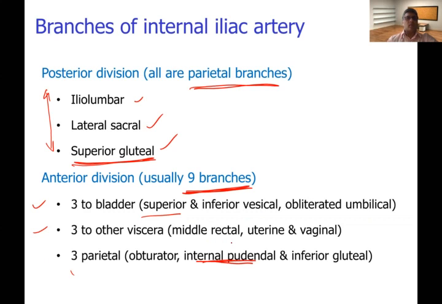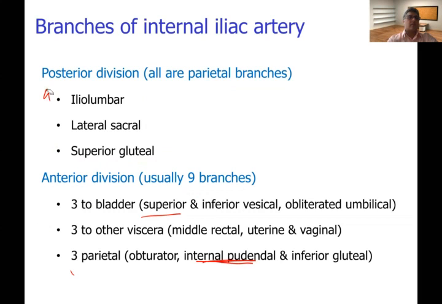So there is a lot to read about the branches of the internal iliac artery, and you need to remember these branches in order, because clinicians also ask about these branches in your vivas. And in postgraduate exams, if this area is questioned, they will expect you to remember these branches in that order.